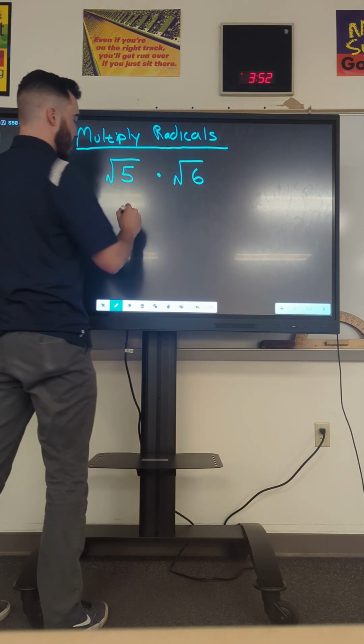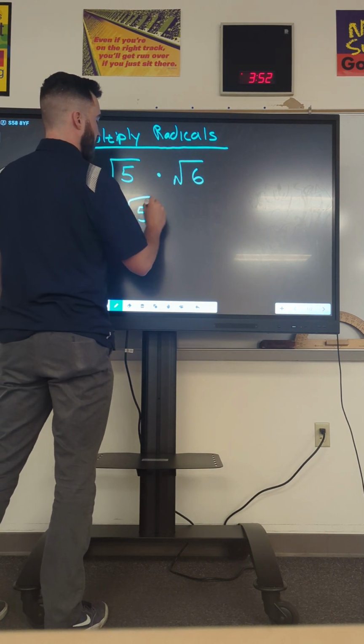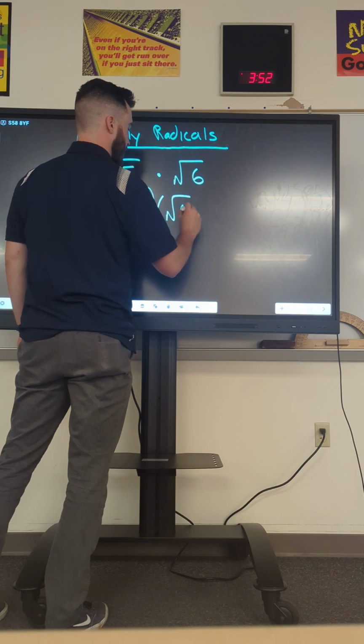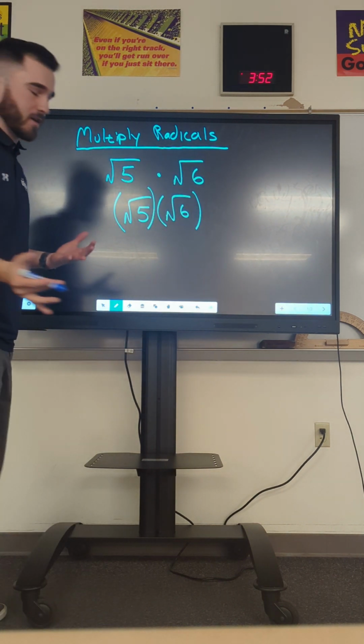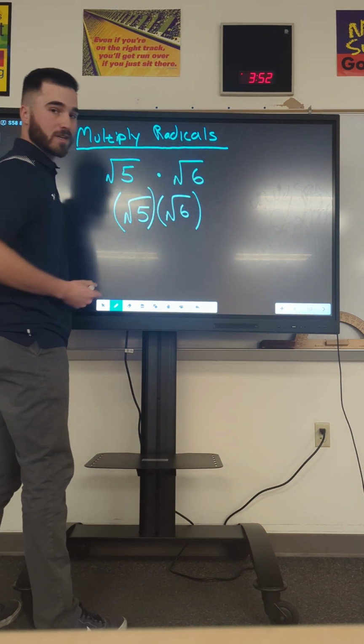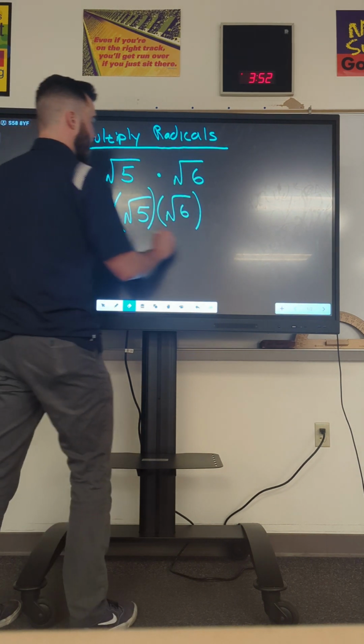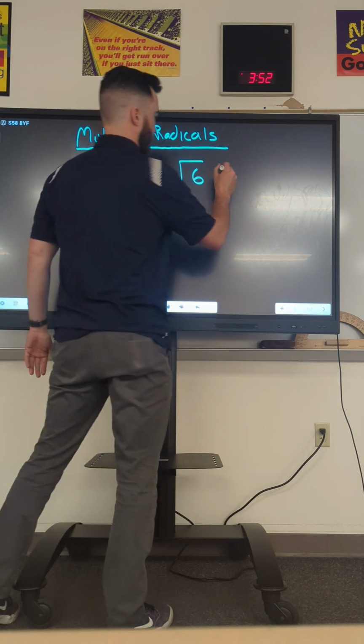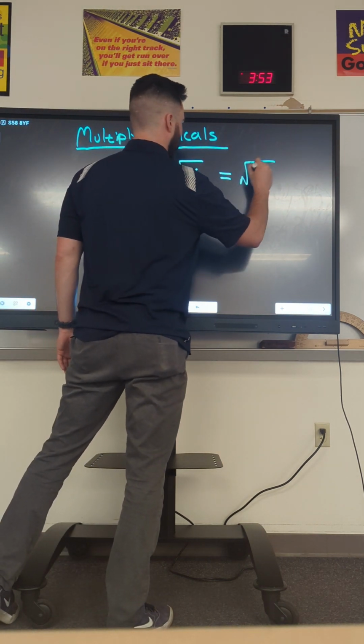It also might be written as radical 5, radical 6, like this with parentheses. They mean the same thing, okay? So you can have parentheses or a dot. They both just mean multiplying. It's pretty easy. What's 5 times 6? 30. So it's just the radical of 30.